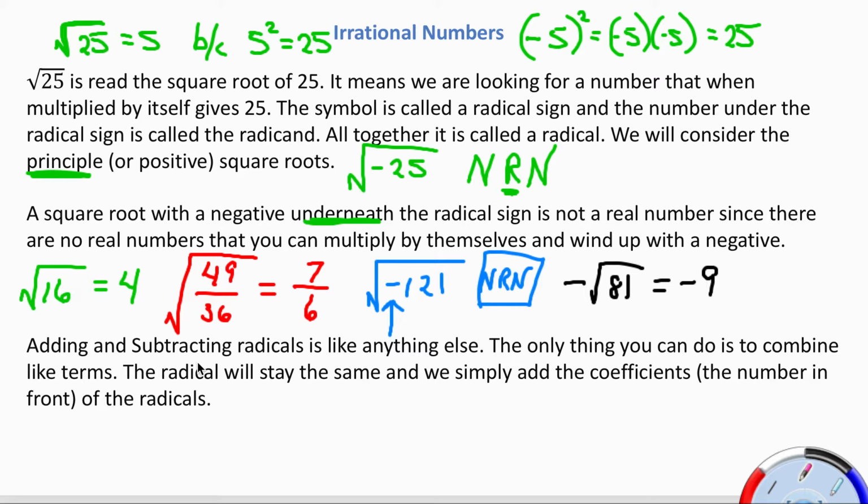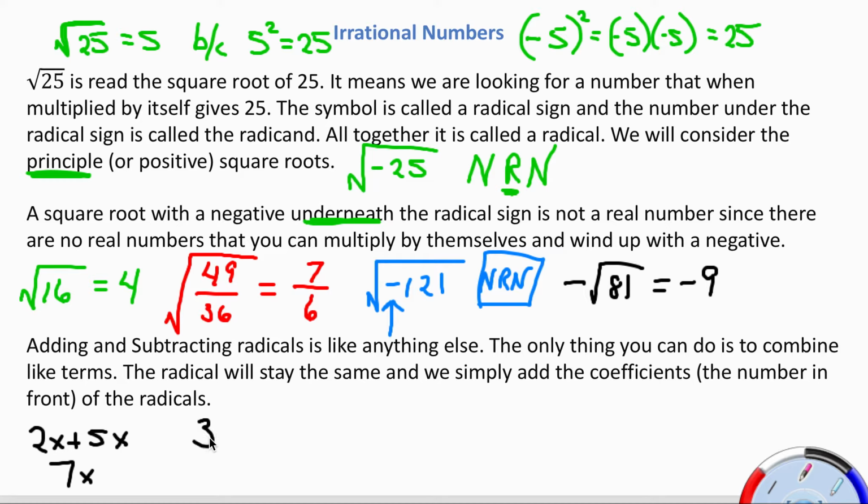Okay, adding and subtracting radicals is like anything else. The only thing you can do is combine like terms. Remember when we were talking about adding x's and y's? You can't add x plus y. And if you had 2x plus 5x, well, you say that's 7x's, right? You add the numerals and the variable part stays the same.